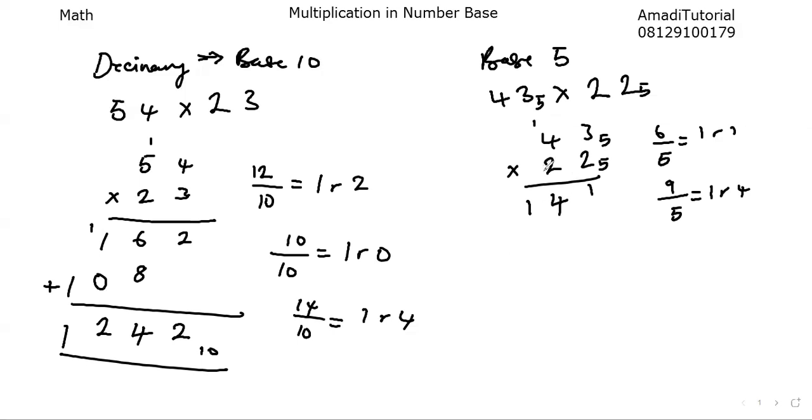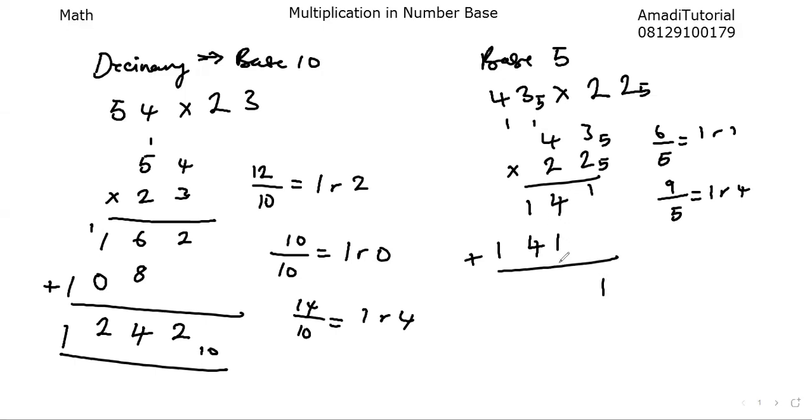So we move to the next number, which is the 2 here. 2 times 3, 6. So you do again 6 divided by 5, which is 1 remainder 1. So you write the remainder here, 1, and carry 1. 2 times 4, 8, plus the 1 we carried, 9. That will be 4, carry 1. Then when you add that, 1 will come down.